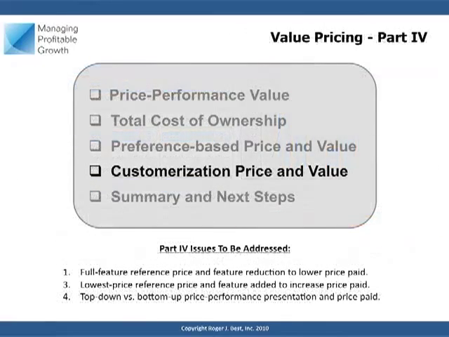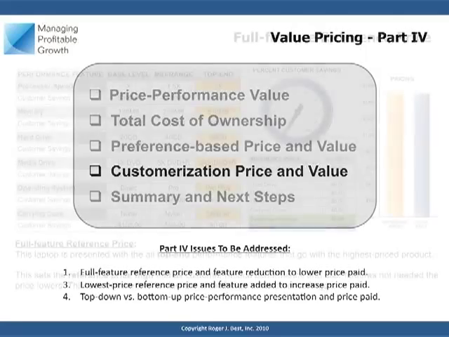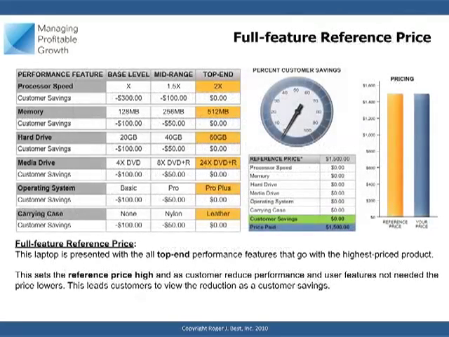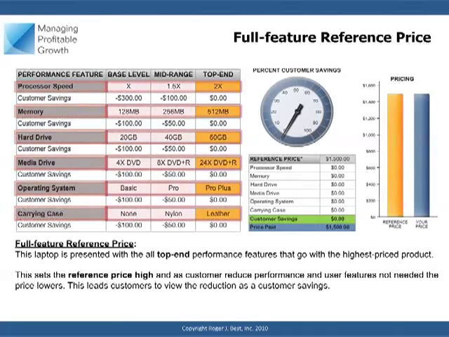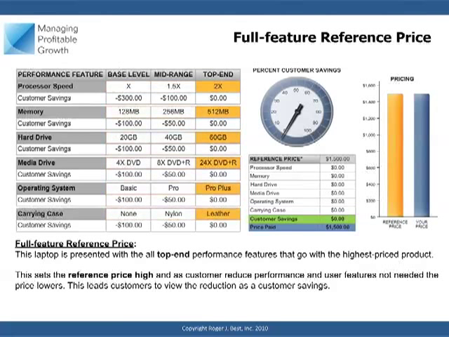In Part 4, we'll examine customerization pricing and the importance of a reference price in communicating price and value. For this value pricing analytic, we'll need 3 to 6 performance features and 3 levels of performance and price savings for each. For the full feature reference price, all high-end levels of performance are presented for each performance feature with no price discount. This creates a reference price of $1,500, the price one would pay for a personal computer with all high-end performance features.